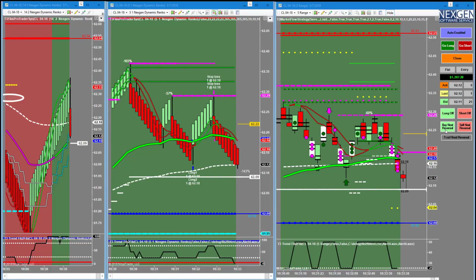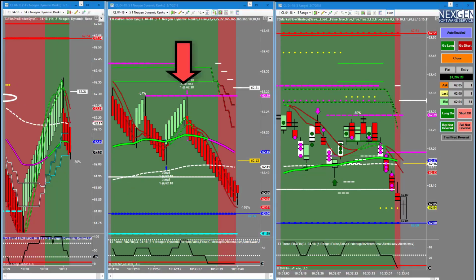And we just got stopped out. So, again, management of trade in this situation was ultra important. And you can see very quickly what happened to us.